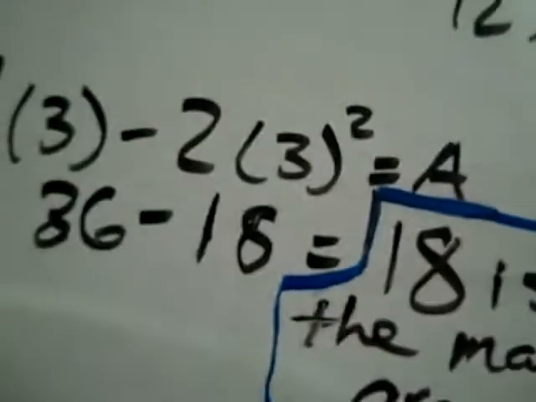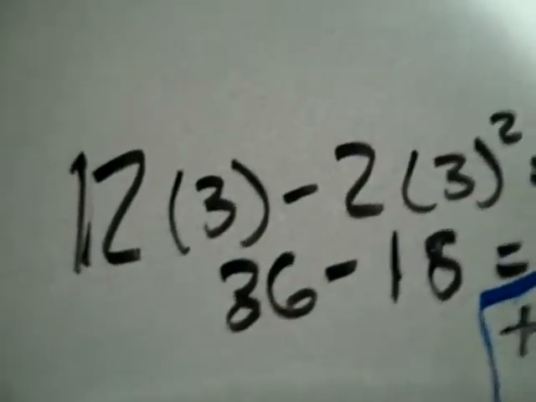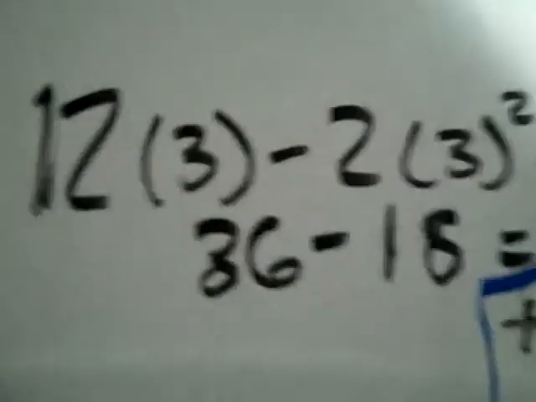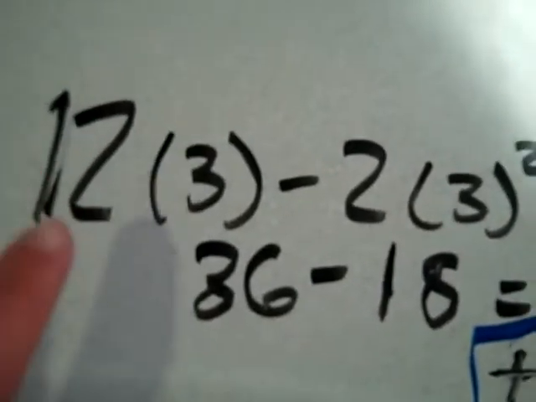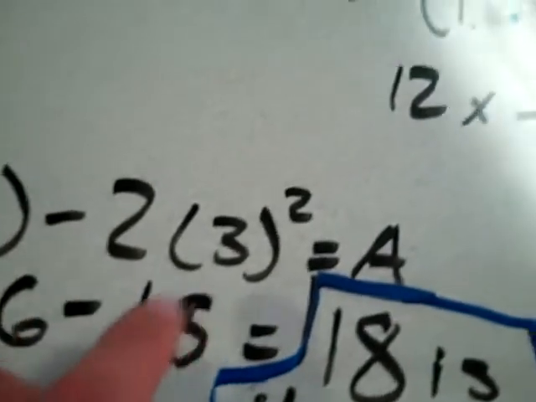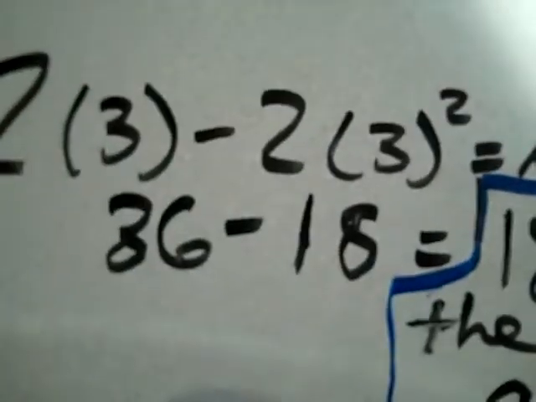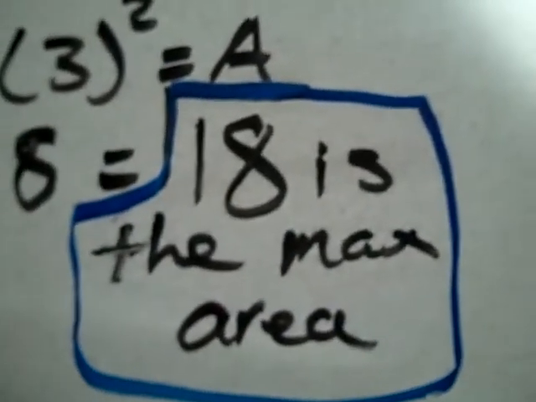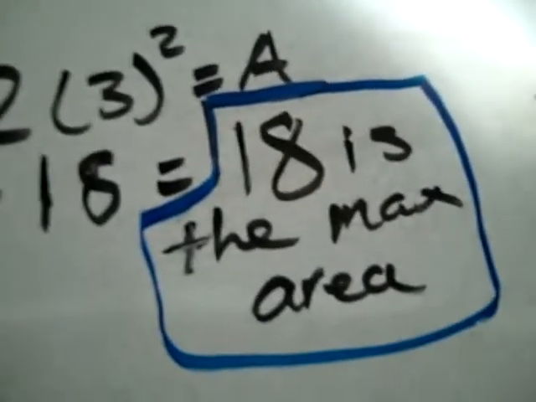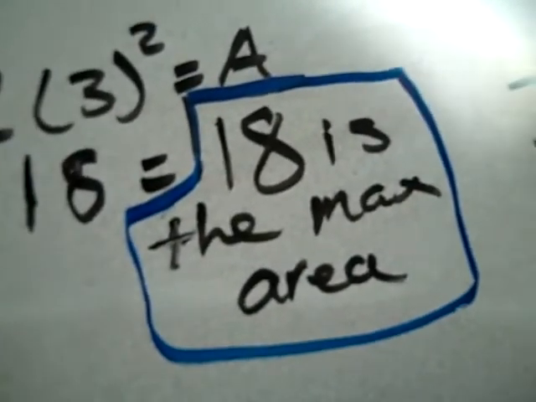After finding the x value of the vertex, we plugged the x value into the equation for area to solve for the y value, which would be our maximum. So we have 12 times 3 minus 2 times 3 squared, and then we got 18, which is our maximum y value, which is also the maximum amount of area that you can have.